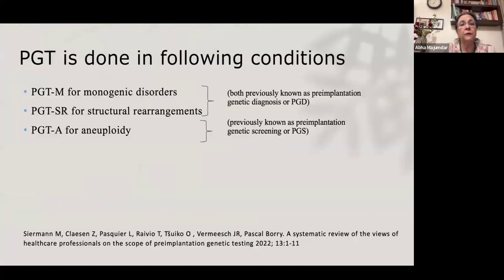So in which conditions do we do a pre-implantation genetic testing? PGT-M and PGT-SR. As the word goes, M is for monogenic disorders, SR is for structural rearrangements. And this was earlier known as PGD. Now that terminology has gone away for diagnosis of a disease.